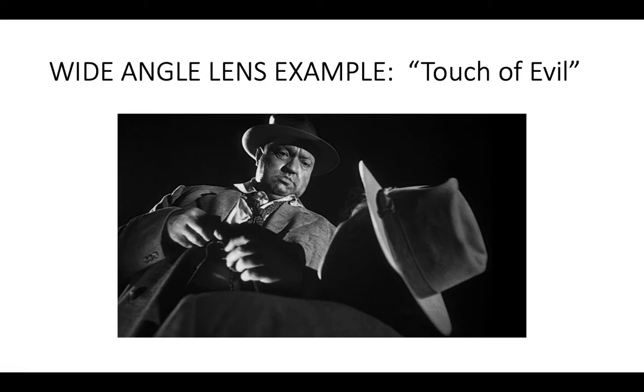They look like the hands of a killer. They look like the hands of someone who would murder. And that gives us a sense of the danger, the way in which this corrupt cop is dangerous, okay? So in this case, I would say a great application of the wide angle lens to give us a feeling, to give us a fear, in other words, of Orson Welles' character, okay?